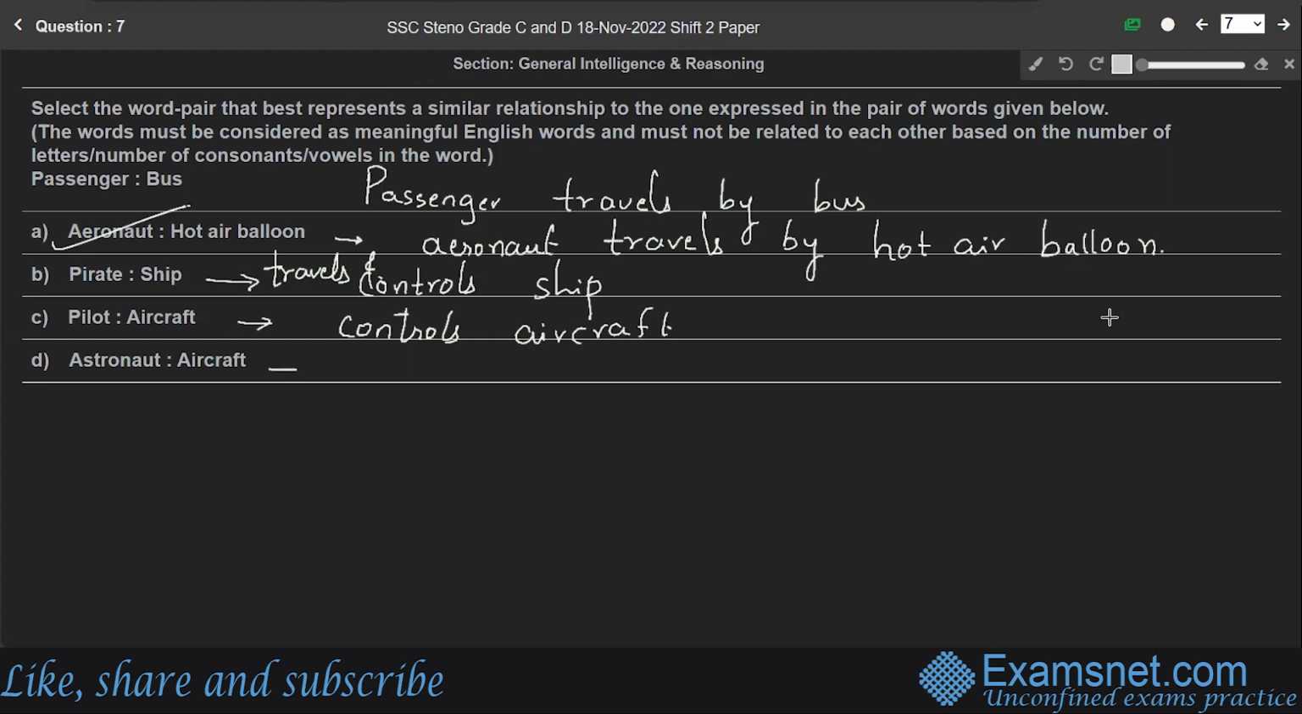Whereas astronaut is related to aircraft, since an astronaut travels by aircraft and also controls the aircraft. Therefore, travels and controls. Therefore, option A, where the aeronaut only travels by hot air balloon. So option A is the right answer.